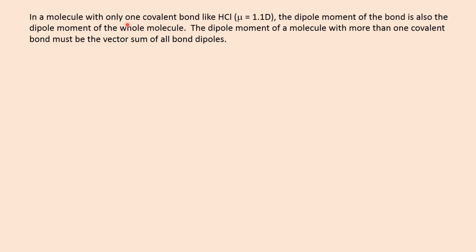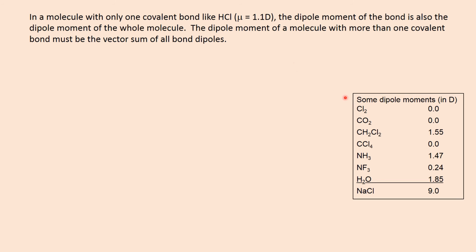In a molecule with only one covalent bond, like HCl, 1.1 debye, the dipole moment of the bond is going to be the same as the dipole moment of the whole molecule. But the dipole moment of a molecule with more than one covalent bond would have to be the vector sum of all the dipoles in the molecule. I have a brief table here showing some dipole moments of various molecules. Of course, we would expect chlorine to have a dipole moment of 0 since it's completely nonpolar. And we'll look at some of these structures in just a moment. I want to point out too that water, which we know is quite polar, has a value of 1.85 debye.